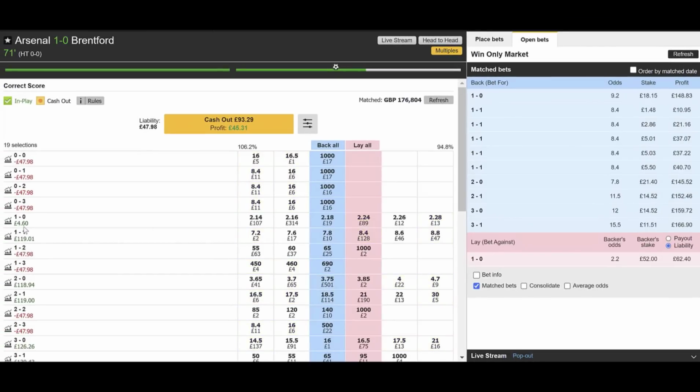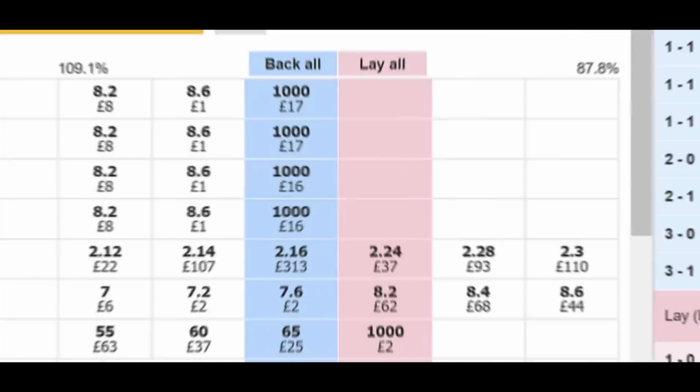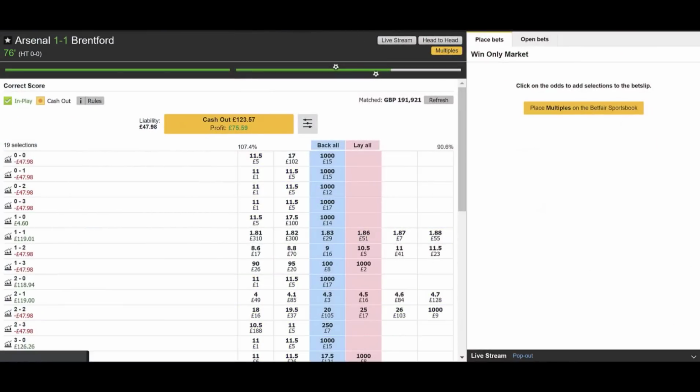But yeah, we're going to try and see if we can squeeze more out of this, and we're taking the risk of not making anything at all if it does remain 1-0 to the Arsenal. But let's see what happens. It's 71 minutes on the clock. 76 minutes, we have had another goal.